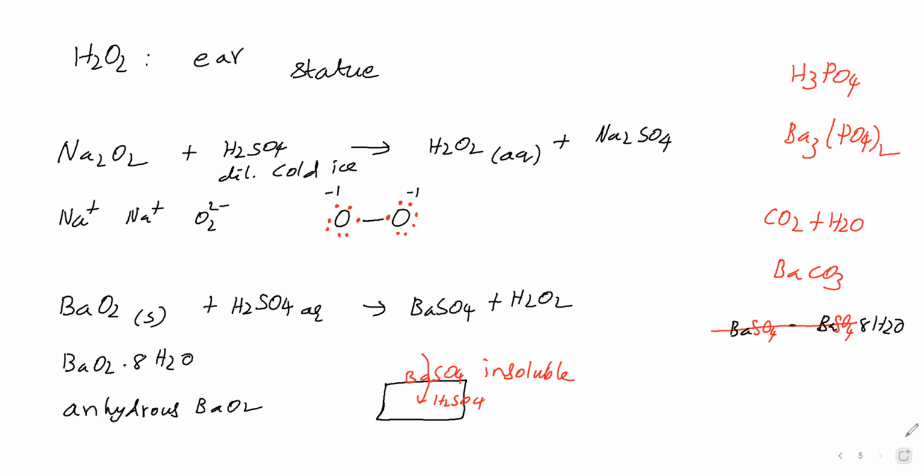Next, we will see the manufacture of hydrogen peroxide. It is done by electrolysis. By electrolysis, we can manufacture hydrogen peroxide. Here we have to take electrolyte. We are taking a vessel, and in this vessel we are taking electrolyte.